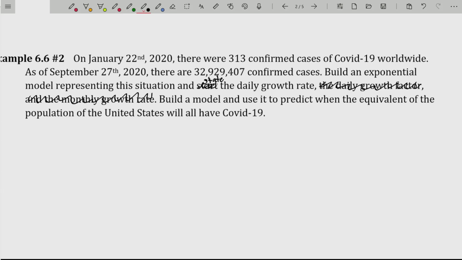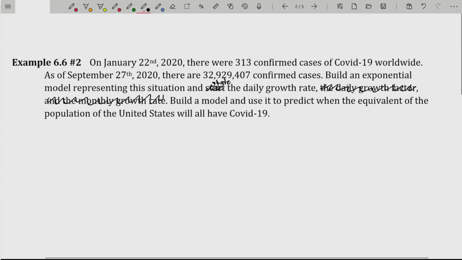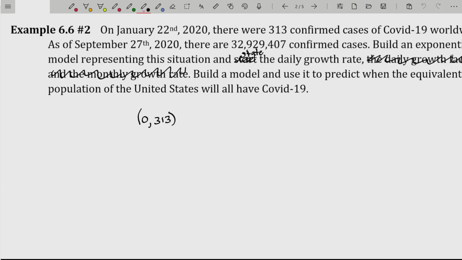Now, as I said, we did this in a previous video, but it's always nice to do things a couple times just to see it. So at time 0, there were 313 confirmed cases. And then as of September 27th, there were 32,929,407. We just need to know how many days there were between January 22nd and September 27th. I just quickly looked that up. That's 250. And so we have 2 points here, (0, 313) and then (250, 32,929,407).